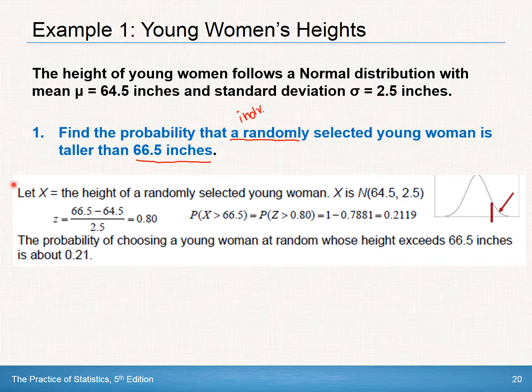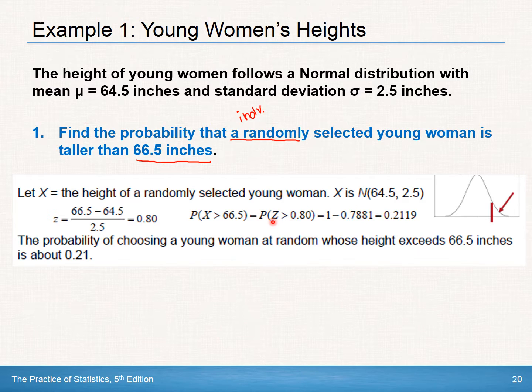So how do I do that? Number one, define your x. What is x? It's the height of a randomly selected young woman. Make sure you always do this, the same work back when we did z-scores a long time ago. So x is normally distributed with a mean of 64.5 and a standard deviation of 2.5, given to us in the question. Then you're going to find your z-score because we want to know that it's taller than 66.5 inches. So the probability that x is greater than 66.5, find the z-score of that.